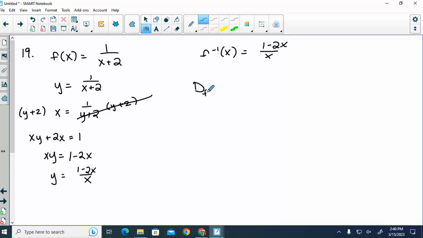Domain of the function is range of the inverse. Look at my original function. What can x not be? Range of the function equals the domain of the inverse. So if I look at my inverse, what can x not be?